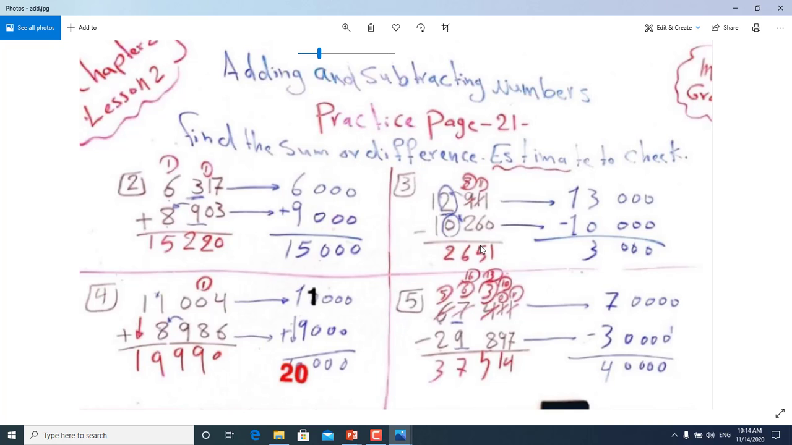11 minus 6 is 5, and 8 minus 2 is 6. After that, 2 minus 0 is 2, and 1 minus 1 is 0. So the 0 at the end doesn't have any value, so we don't write it.